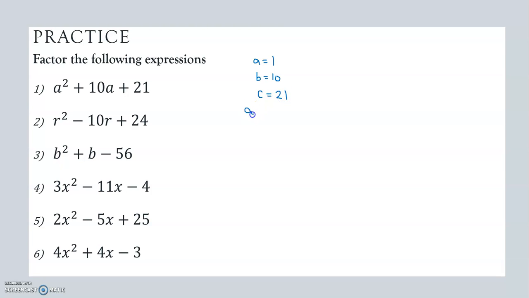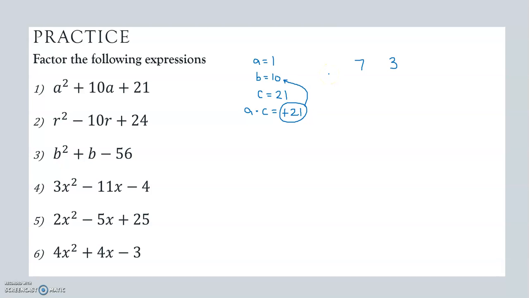Then you want to take a times c. That's why I call it the AC method, because you multiply a times c to get positive 21. So I want to find factors of 21 that multiply together to get 21, but add to positive 10. You can list out all the factors of 21. You are going to get 1 and 21 or 7 and 3. Now, out of those combinations, you know that 7 and 3 could get you the sum of 10.